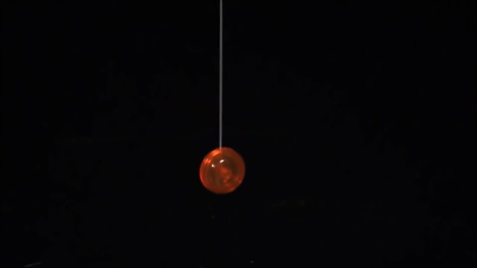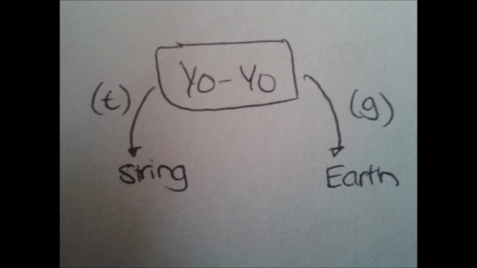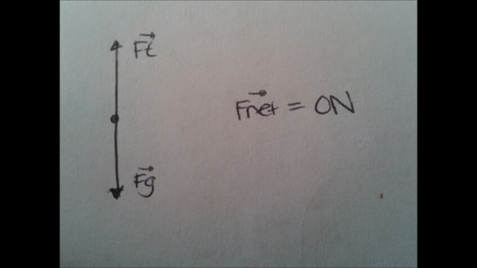When the yo-yo is at its lowest position, the yo-yo is at a momentary rest before we tug it upwards. At the slight moment when the yo-yo is at rest, the force of tension and the force of gravity are balanced. This causes the object to stay at rest at the bottom.